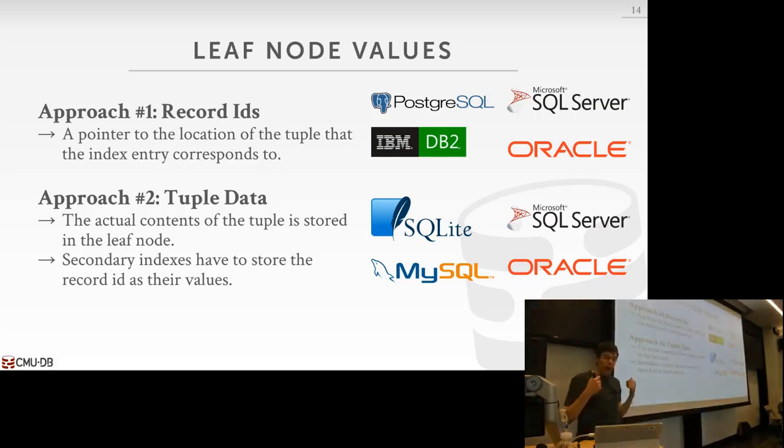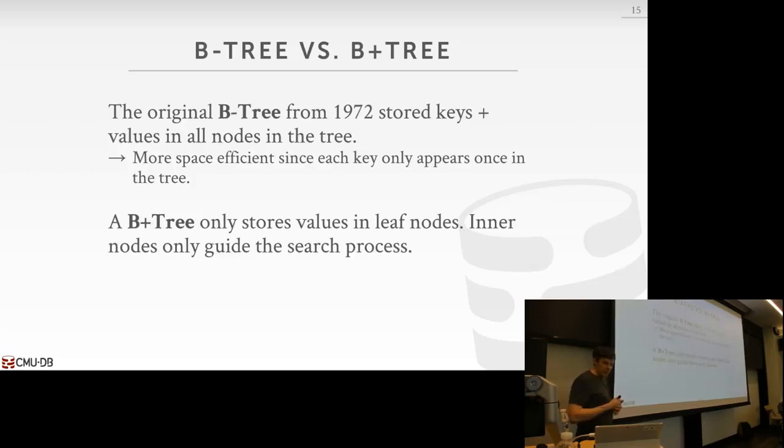Now, since we understand the basics of a B plus tree, let's distinguish it from the original B tree. The major difference is that in the original B tree, the values stored in the index could be anywhere in the tree, meaning any inner node could also have a value, like a record ID or the actual tuple itself. In the B plus tree, the values are only in the leaf nodes. So what are the implications of this?